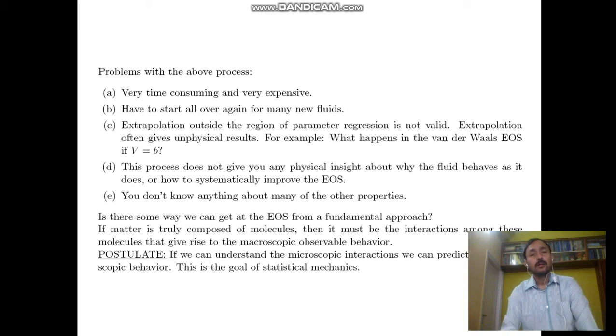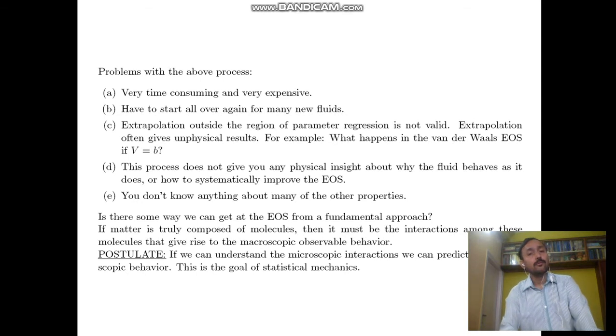Number four, this process does not give any physical insight about why the fluid behaves as it does and how to systematically improve the equation of state. And last, you do not know anything about many of the other properties.